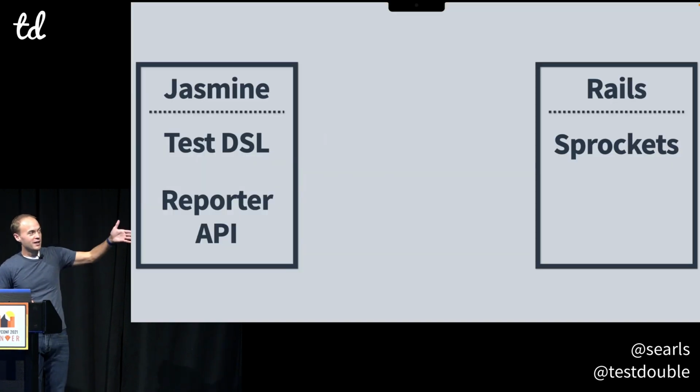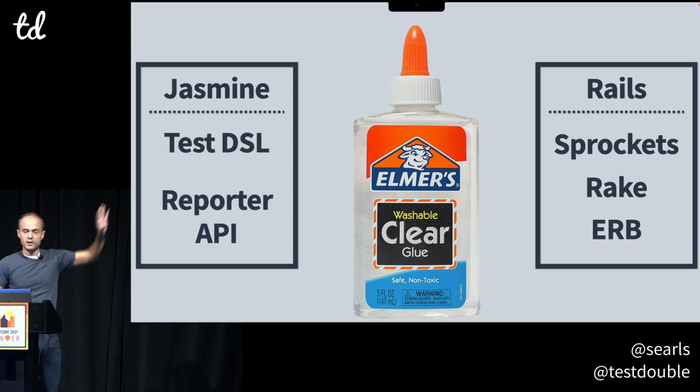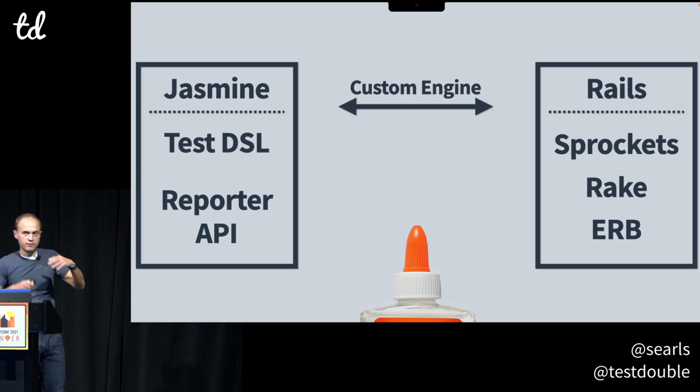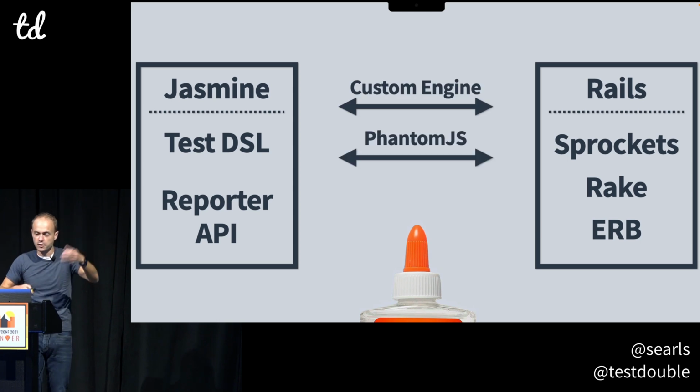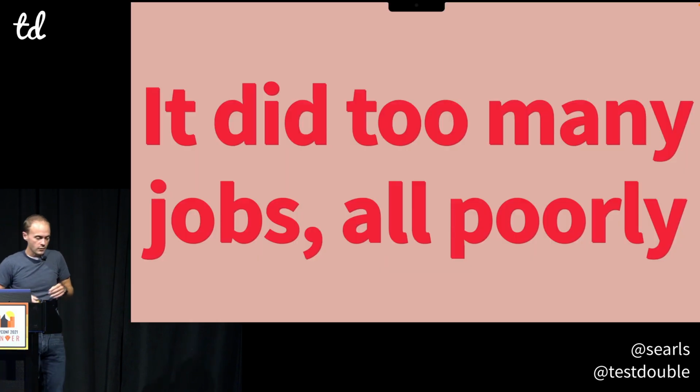So this thing depended on sprockets from Rails and Rake and ERB. And then the work in the middle was the glue code, right? Because it's a glue gem. And so what we did here was we had a custom Rails engine that could host that runner. We had a Phantom.js installer, so you could run it from the command line in a fake environment. And then a whole CLI, because Jasmine didn't have a CLI, for formatting all these results appropriately for your CI system. And it just did too many jobs, all of them poorly.